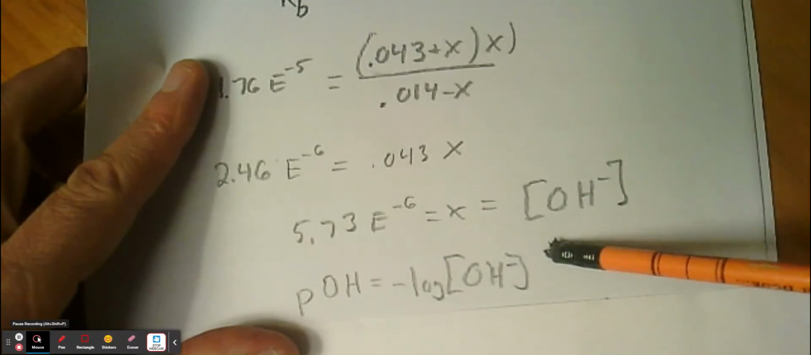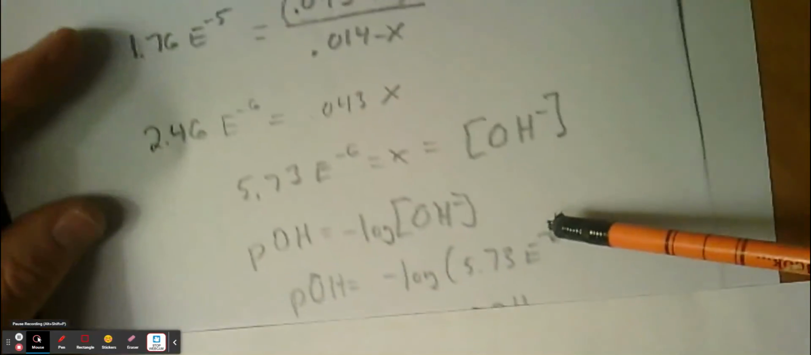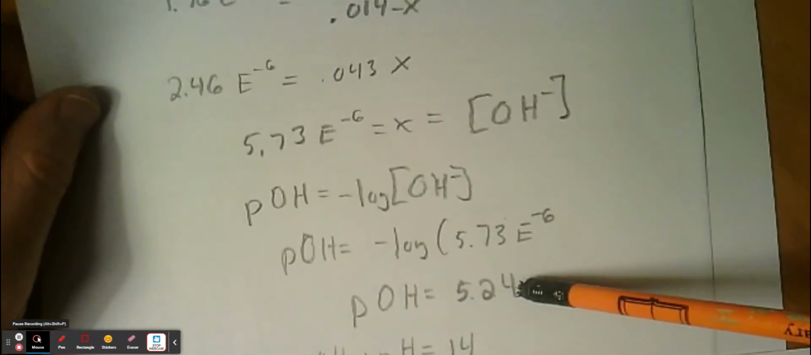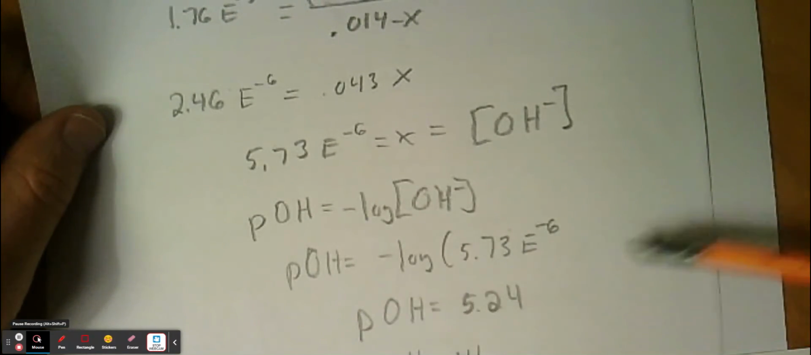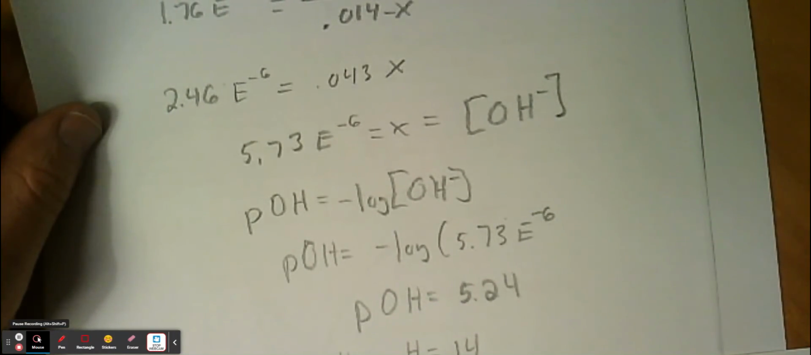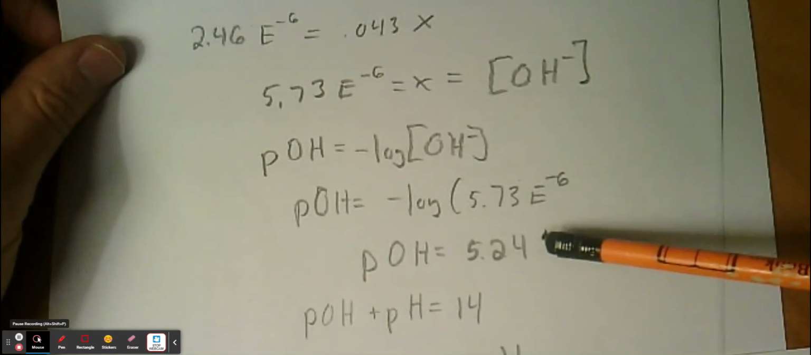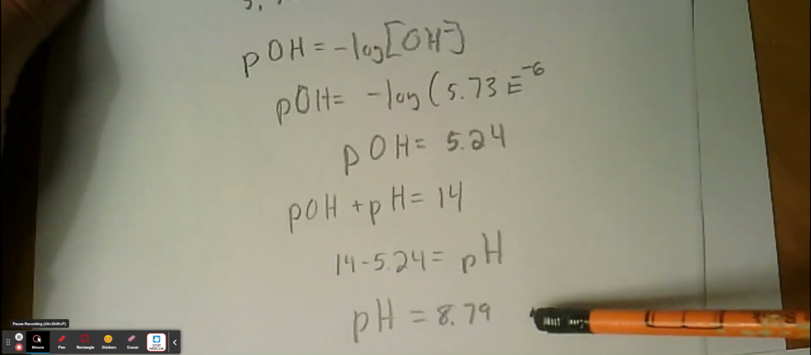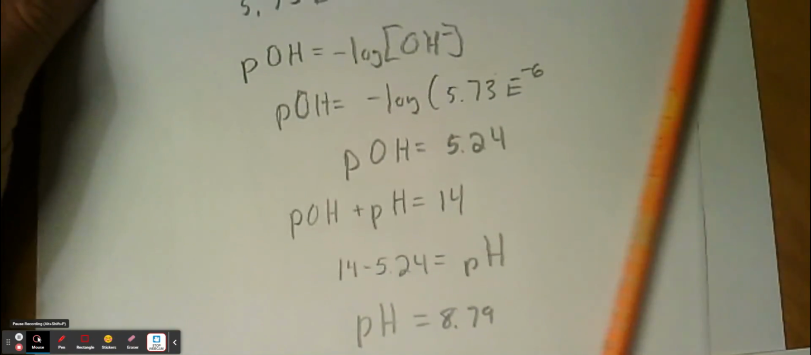And pOH is the negative log of the concentration of OH, so I just plug that in. It's already in my calculator, and I get my pOH is 5.24. And then remember, pOH is the same as pH. No, not the same. Added is equal to 14, and so you just minus this number in the calculator, minus 14, and just remember it's not a negative. And my pH is about 8.79. All right.